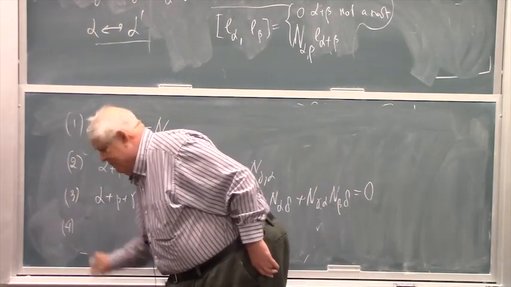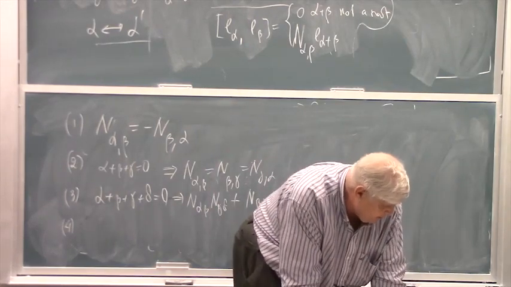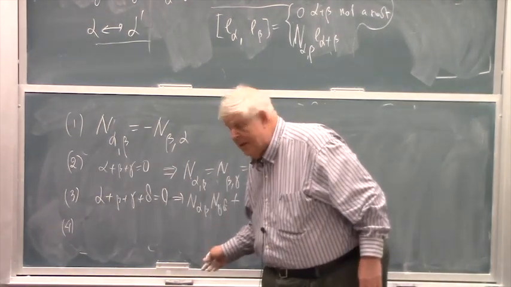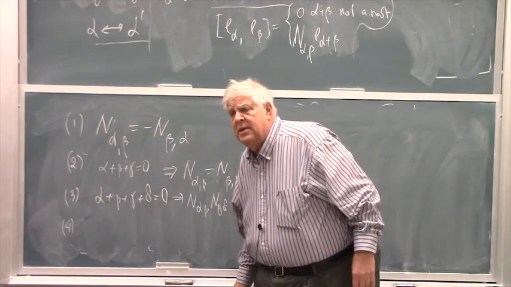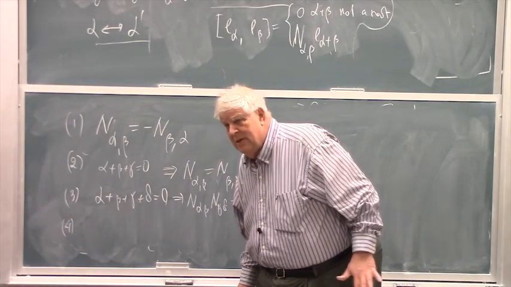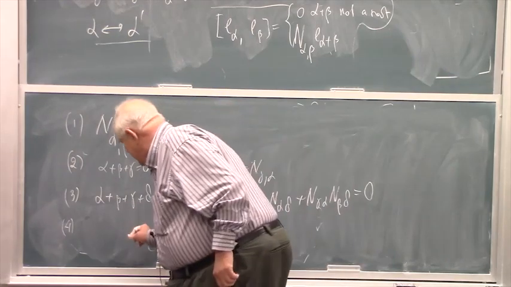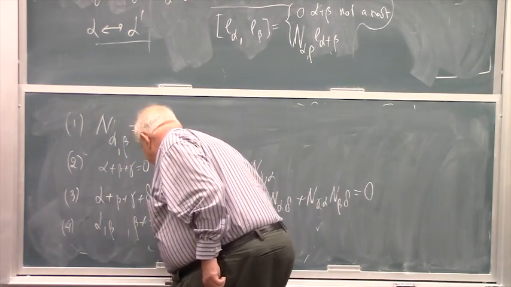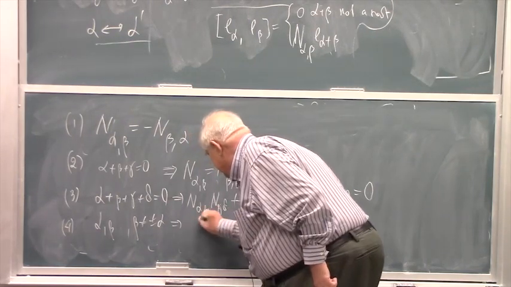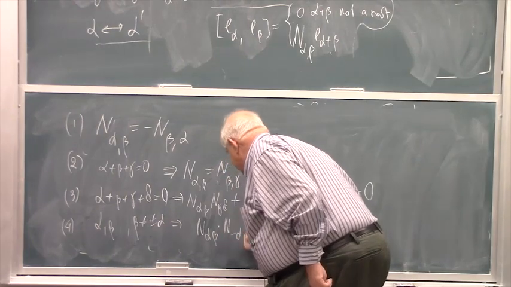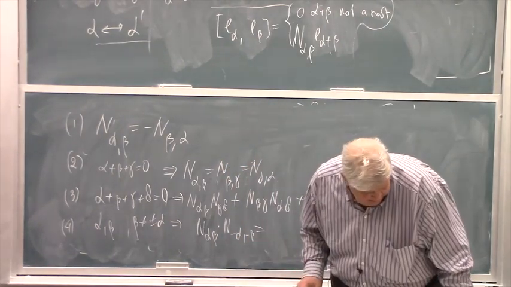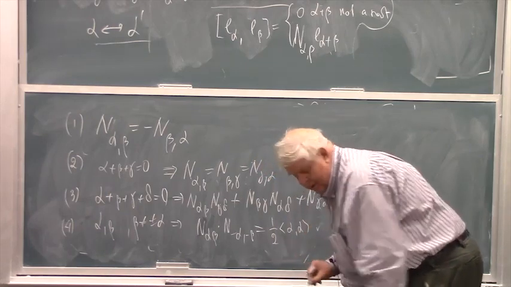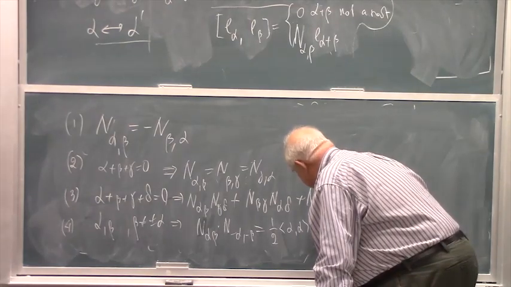And the relation number 4 is the following. We have two roots, alpha and beta, and we suppose that beta is not plus minus alpha. That's all. So three roots which are not collinear. Then this implies that N alpha beta times N minus alpha minus beta is equal to minus one half alpha alpha, and here I should write q times 1 minus p.